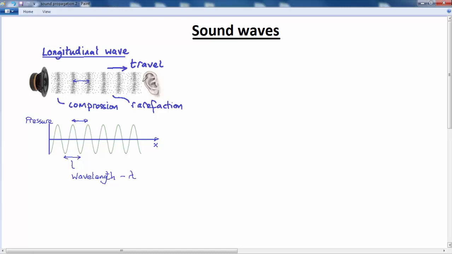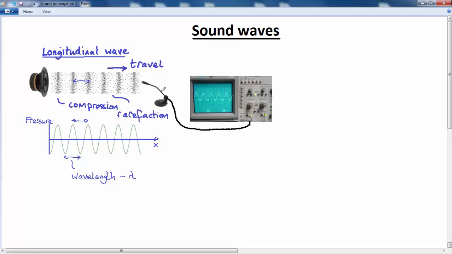Now, this snapshot shows us how the wave changes in space as it moves from one place to another. But we're also interested in seeing how the wave changes with time at a fixed position. So, to do that we're going to do an experiment, and we're going to replace our ear with a microphone. The microphone is attached to a device called an oscilloscope. An oscilloscope helps us to see how the wave changes in time.